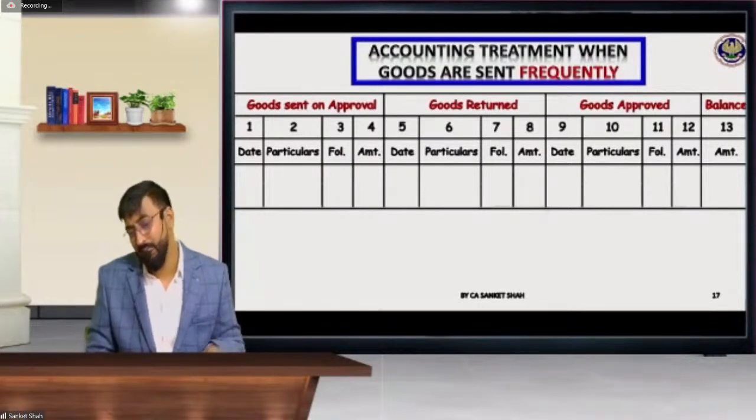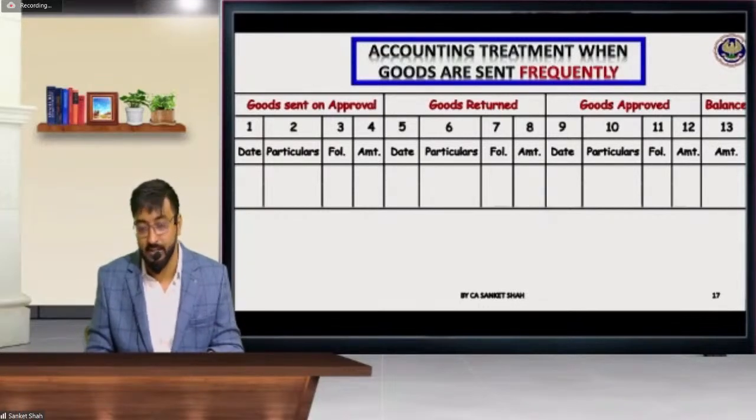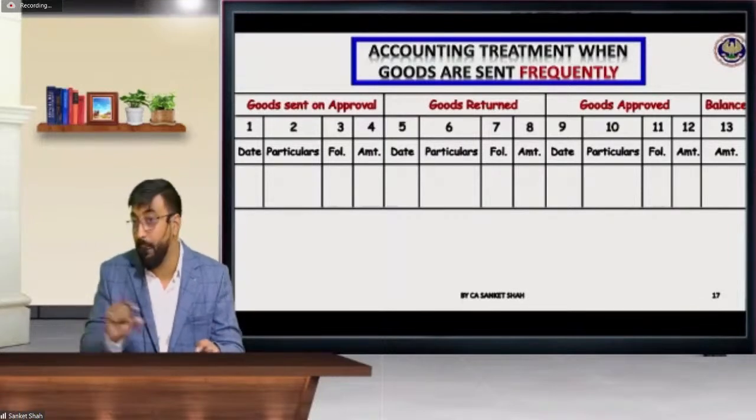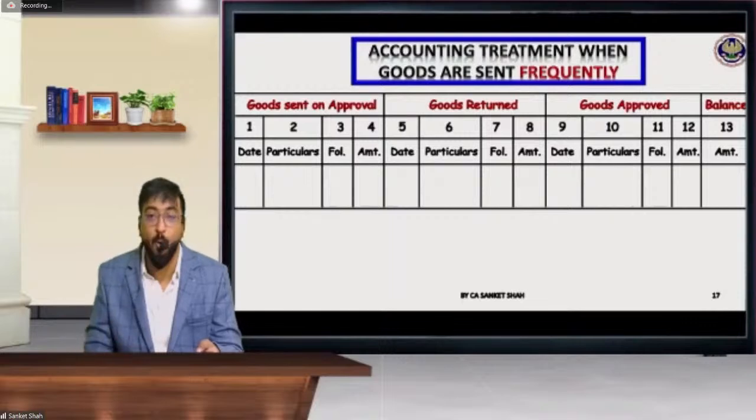Now tell me, if you follow this technique, when are you going to pass entries? Suppose you prepare these columns and apply logic; tell me when you are going to pass entries, and what entries you are going to pass. Tell me in the comment section, if you prepare such a format in real life.